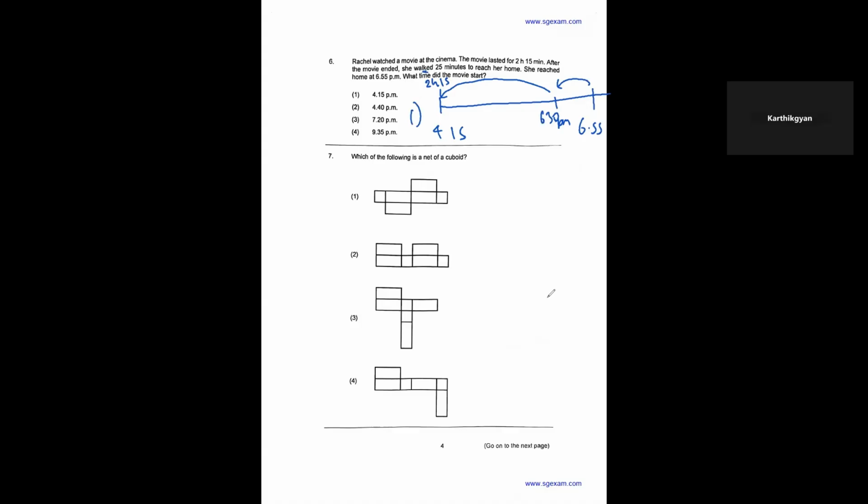Question 7. Which of the following is a net of a cuboid? When you fold, option 4 makes the most sense, because this covers the left, this covers the right side, this covers the top, this covers the left side, and lastly, this would cover the front part here.